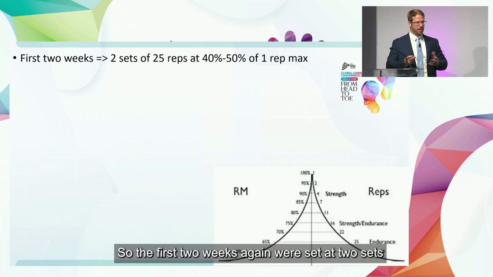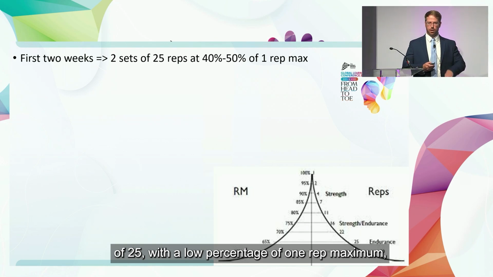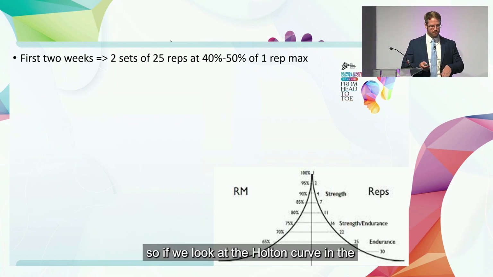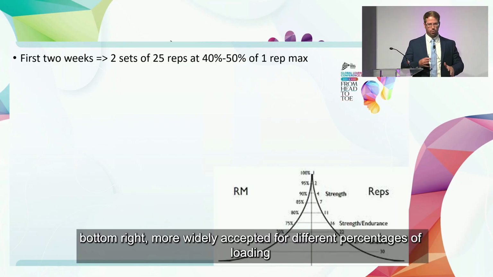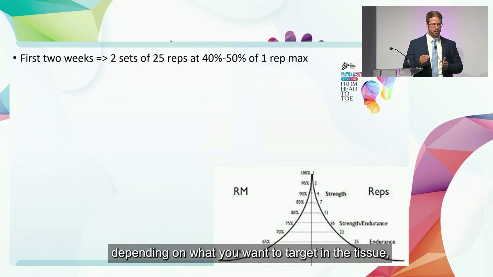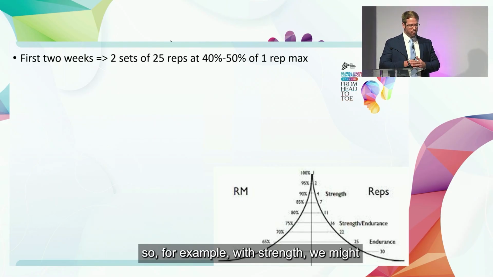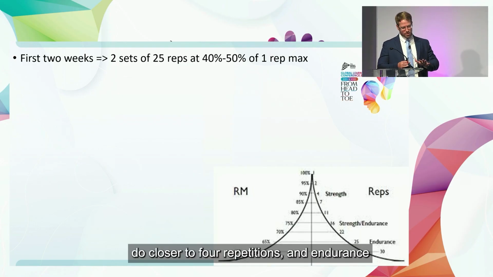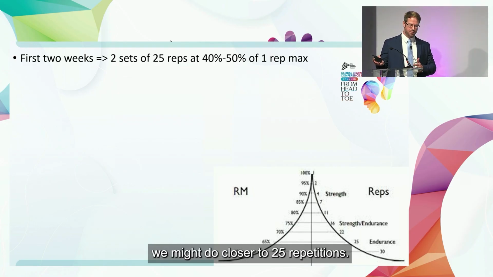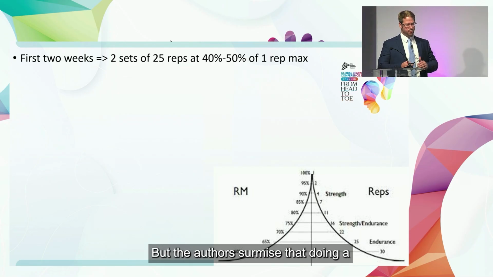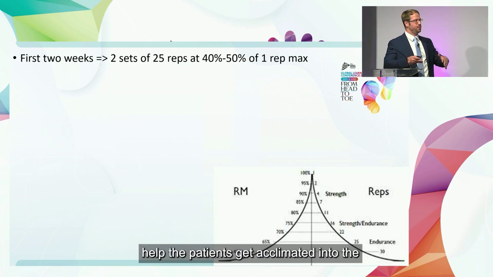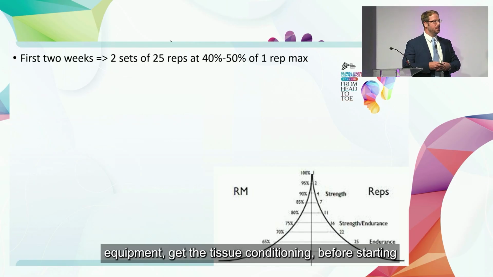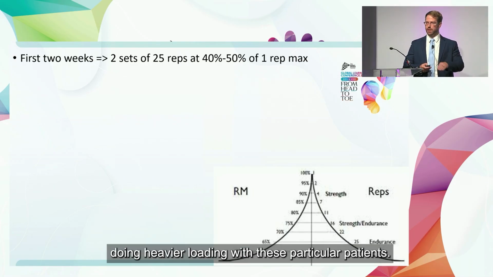So the first 2 weeks again were set at 2 sets of 25 with a low percentage of 1 rep maximum. So if we look at the Holton curve in the bottom right, it is more widely accepted for different percentages of loading depending on what you want to target in the tissue. So for example, with strength we might do closer to 4 repetitions, and endurance we might do closer to 25 repetitions. But the authors surmise that doing a lower set the first 2 weeks will help the patients get acclimated into the equipment, get the tissue conditioning before starting heavier loading with these particular patients.